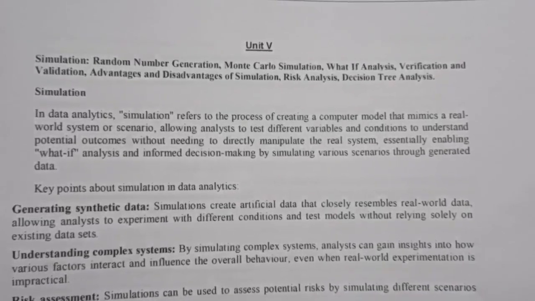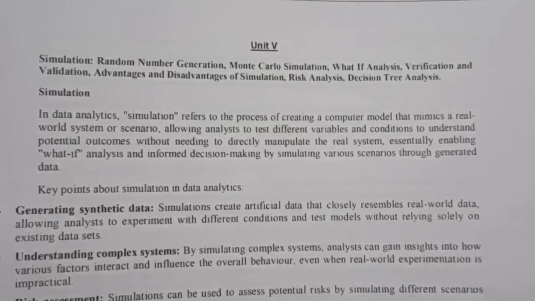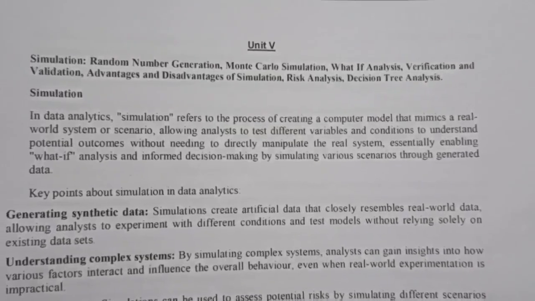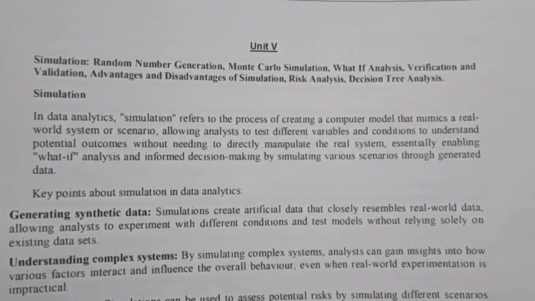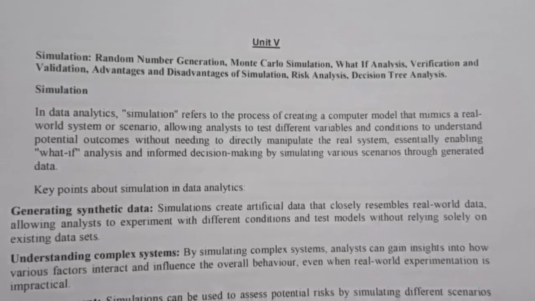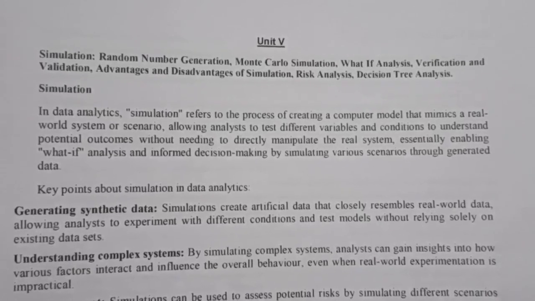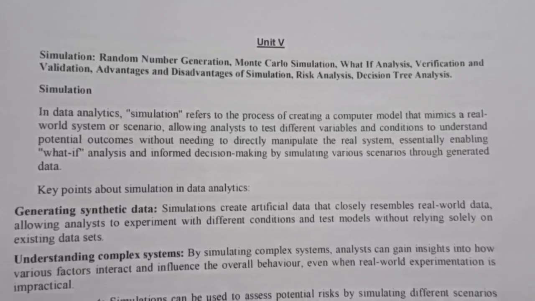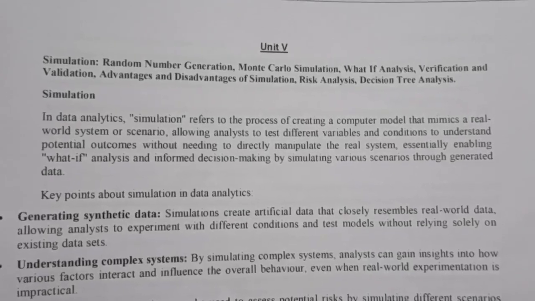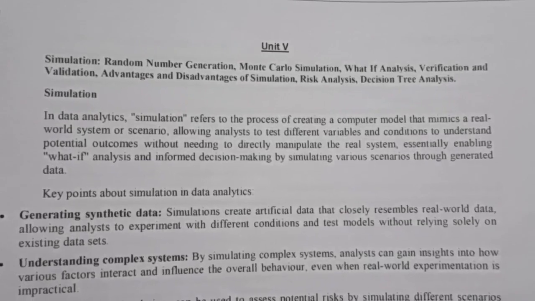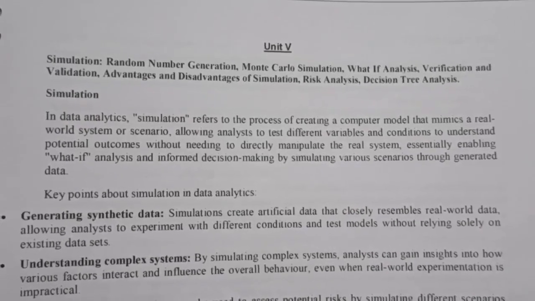Before starting Monte Carlo simulation, first we have to understand the concept of random number generation. Why it is needed: for Monte Carlo simulation, we have to understand how randomly we are selecting the data. So for that purpose, random number generation is needed. Next we have verification and validation, the differences between verification and validation. Then we have the advantages and disadvantages of simulation, and risk analysis. These two concepts we have to understand. Then finally we have decision tree analysis, which you have already studied in operations research.